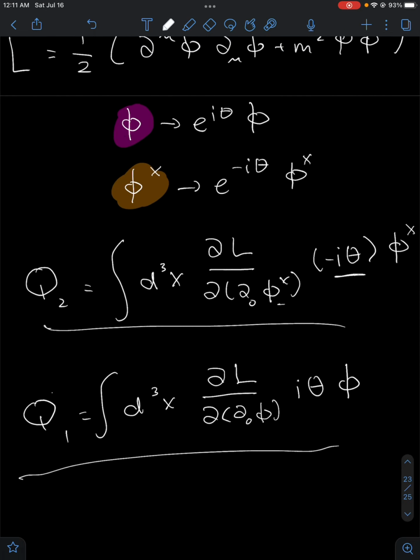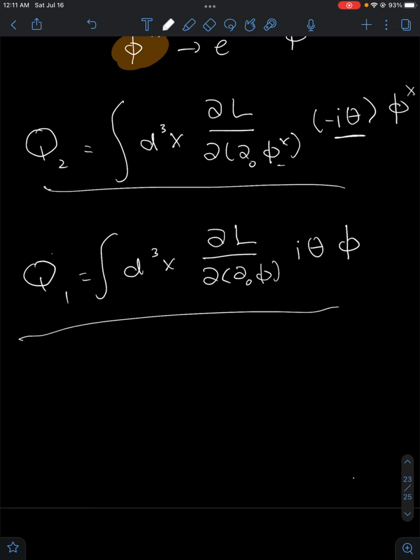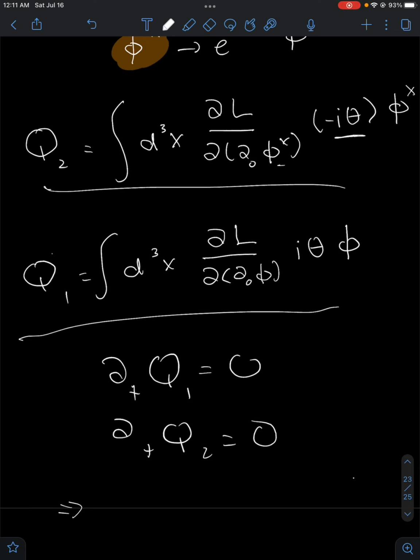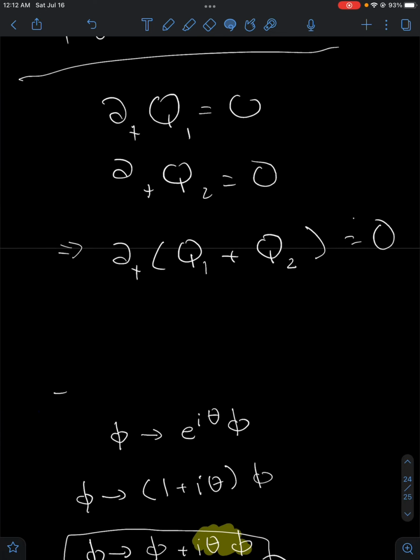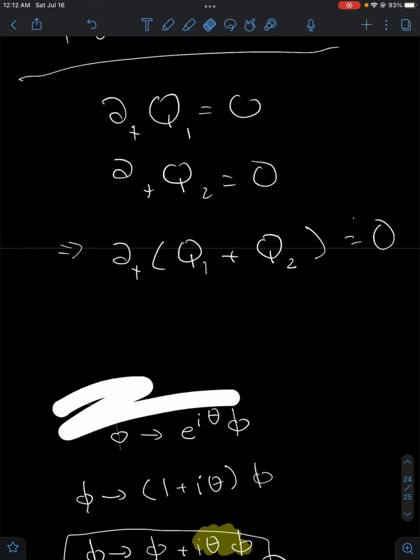Alright? Now we know that if one quantity, Q1, is conserved under the time derivative, and Q2 is conserved, this implies that the derivative of Q1 plus Q2 is conserved. So if two quantities are independently conserved, then the sum of those quantities is also conserved. And here's a quick proof for that.